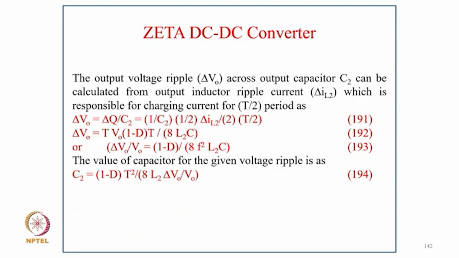The output voltage ripple across the capacitor C2 can be calculated from the output inductor current ripple. Delta IL2 is responsible for charging the current for a T by 2 period. So delta Vo equal to delta Q upon C2, or 1 by C2 into half into delta I2 by 2 into T by 2, or delta V equal to T Vo (1 minus D) divided by 8 L2 C2, or delta V upon Vo equal to (1 minus D) divided by 8 F square L2 C2. The value of C2 capacitor is equal to (1 minus D) T square divided by 8 L2 delta Vo upon Vo.